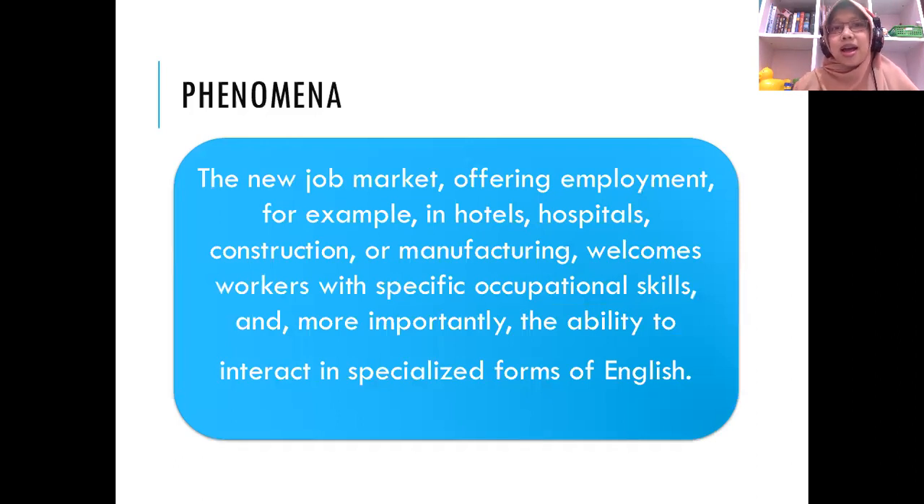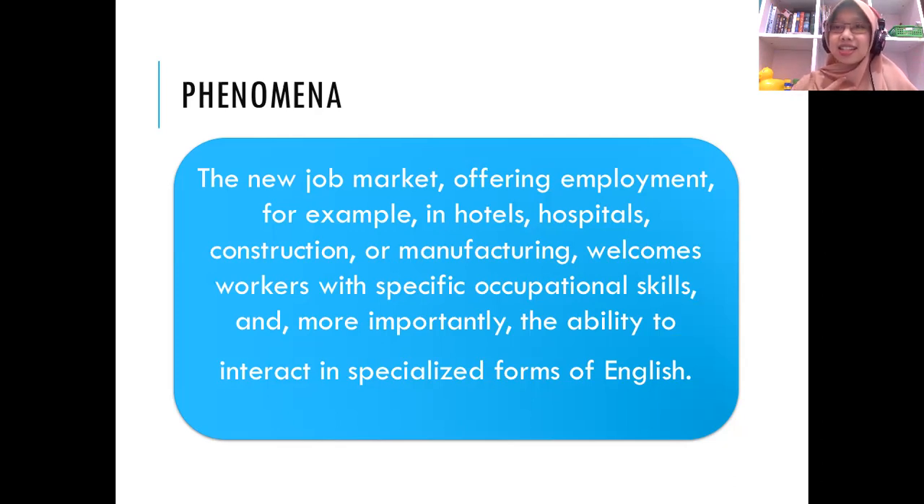So this is the phenomenon: the new job market offering employment, for example in hotels, hospitals, constructions, or manufacturing, welcomes workers with specific occupational skills. And more importantly, the ability to interact in a specialized form of English. So there is a demand in the workplace that an applicant or employee needs to have a specific form of English. And it is not taught in general English, of course.